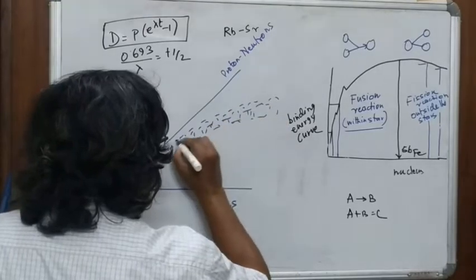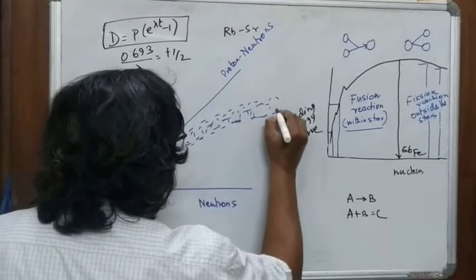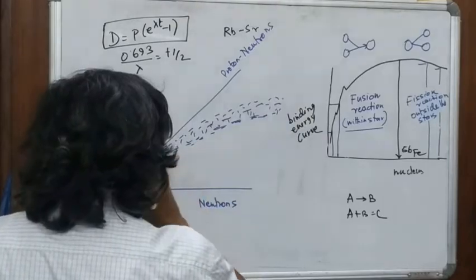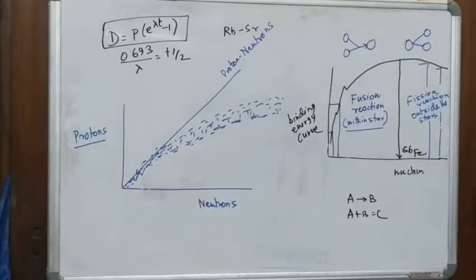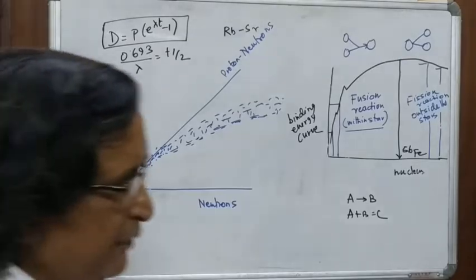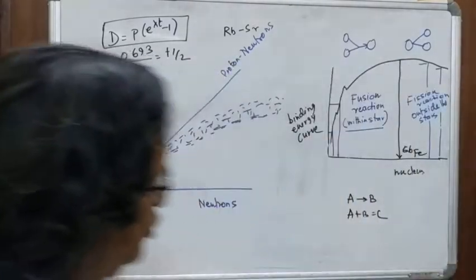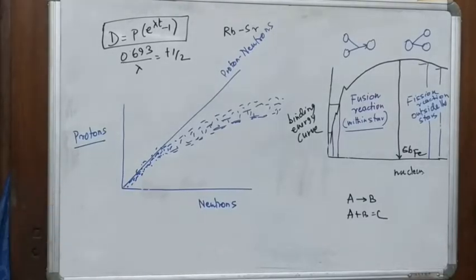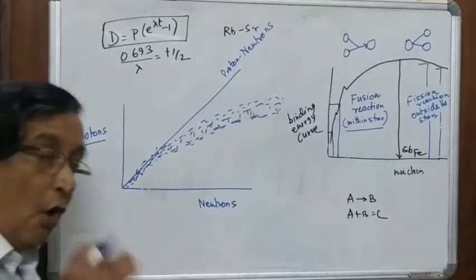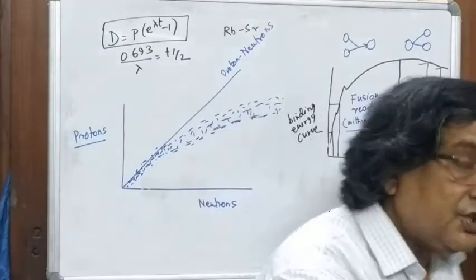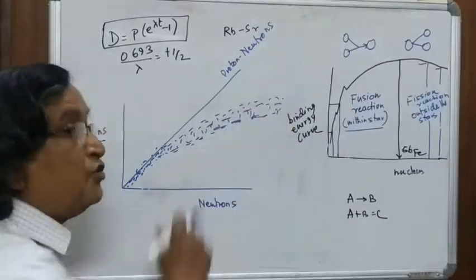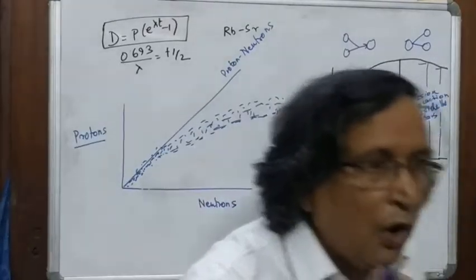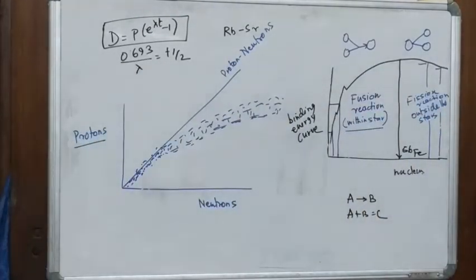The graph that you produce of the number of protons and the number of neutrons is like this. So what happens to the graphs? If you take all the naturally occurring elements and their isotopes and plot the number of neutrons against the number of protons, this is exactly what happens. That means all naturally occurring elements are dominantly neutron rich.